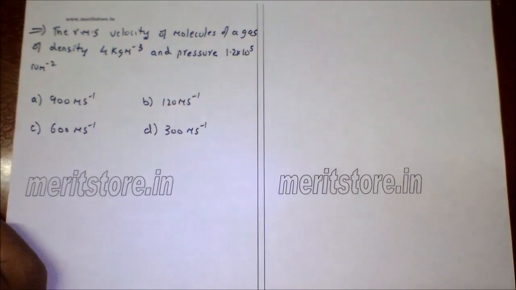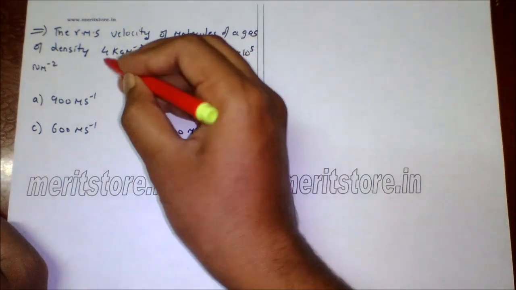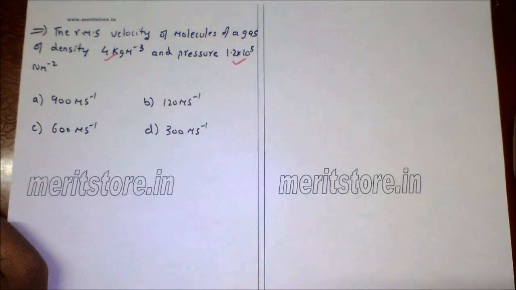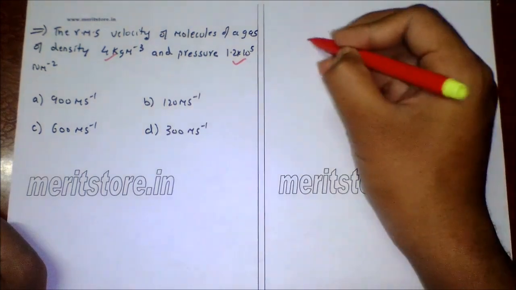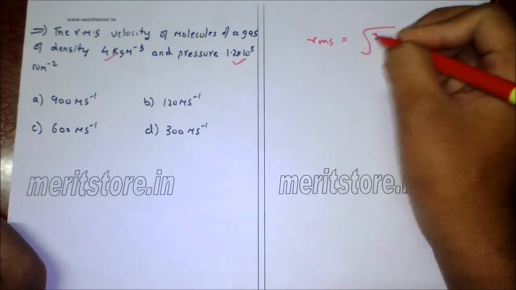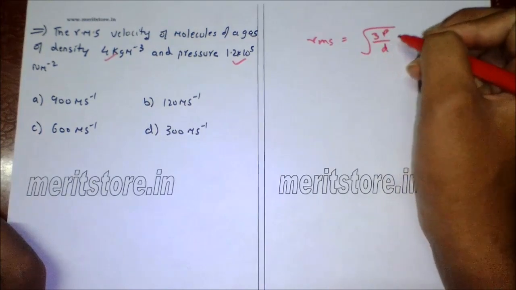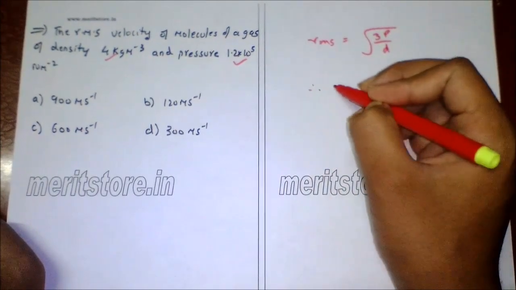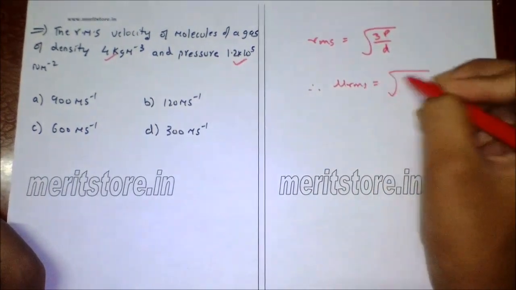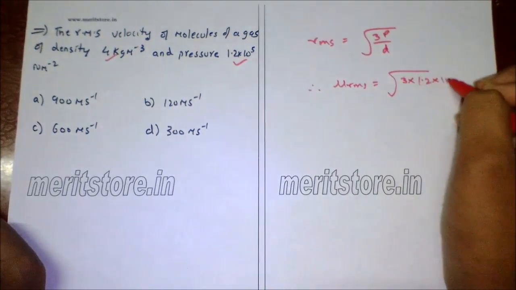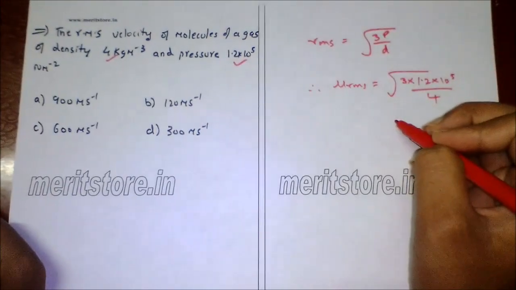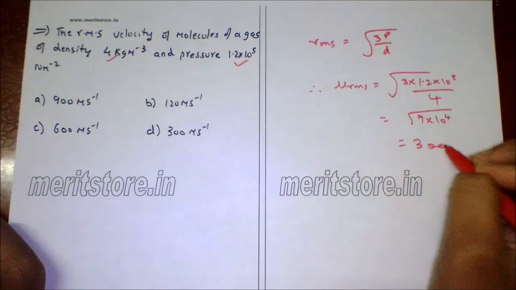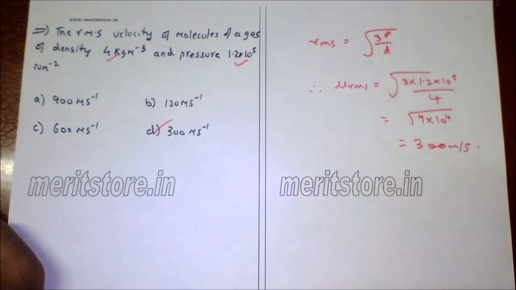The RMS velocity of molecule of gas of density 4 kg per meter cube and pressure 1.2 × 10^5 Newton per meter square is. So the RMS velocity of gas is equal to root of 3P/d, where d is density and P is pressure. Substituting the values, RMS = root of (3 × 1.2 × 10^5)/4, which comes out to be 9 × 10^4, which is 300 meter per second. So option D is the correct answer.